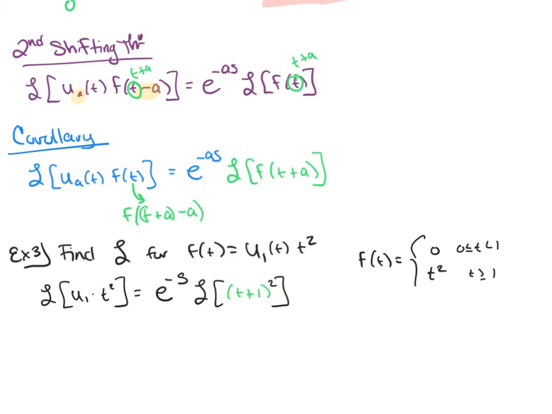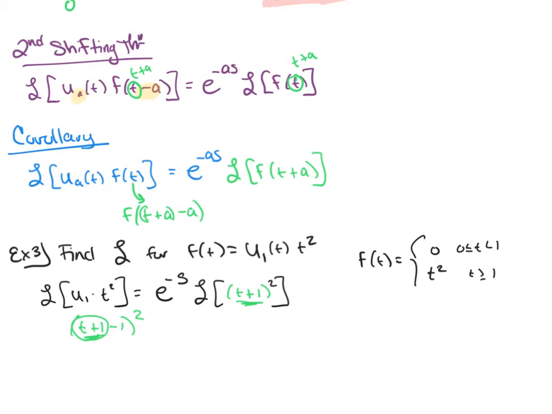So the plus 1, because this t didn't have the appropriate shift, the function that would have had the appropriate shift would have been t plus 1 minus 1. So this would have been a shift. Kind of think of a u sub. So I have the Laplace of t plus 1 all squared.